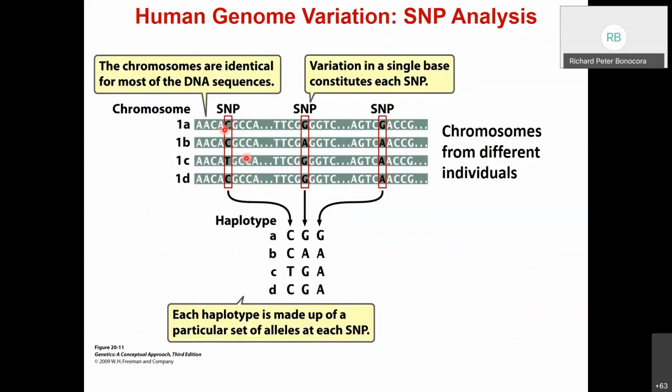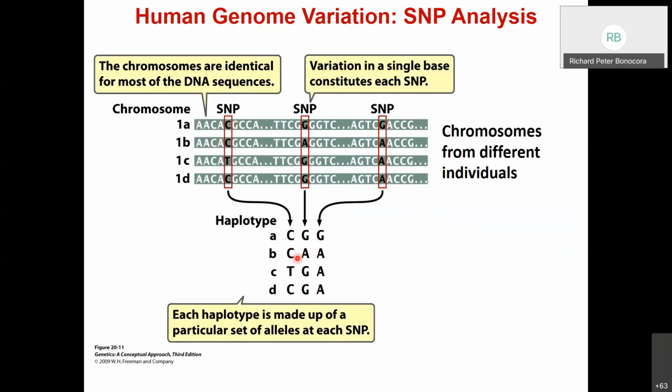Now, a haplotype takes these SNPs and defines the different alleles from a chromosome. So this haplotype A has mostly identical sequence, except in the 3 positions we're considering here. This is the sequence you get from those 3 positions.